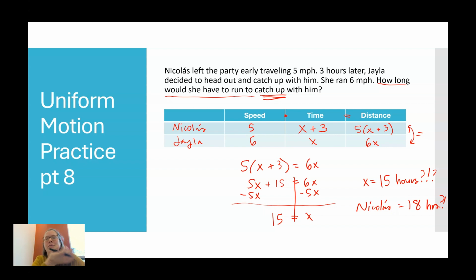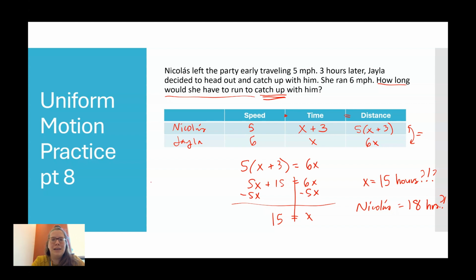Normally, I would always tell you, stop at the end and go, does this even make sense though? Would I run for 15 hours to catch up with my friend after he left a party? No, I would not. In this case, unfortunately, if you're doing MyOpenMath uniform motion problems, you may find yourself in absurd situations like this. Normally, it is always good to think, does this make any common sense? And listen, this one doesn't, but it is consistent with the problem.